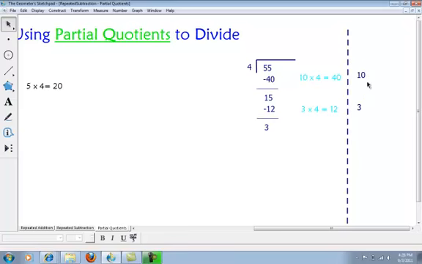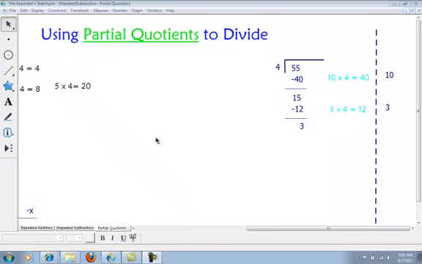So how many groups have I made all together now? You're right. I have 13 groups all together. Now can I make another group? Let's look. I only have 3 tiles left over, and I need 4 tiles to make a group, so I can't make another group. So the answer to this problem is going to be 13 remainder 3. Now that's how you use partial quotients to solve a division problem. Now it's your turn to try some on your own.